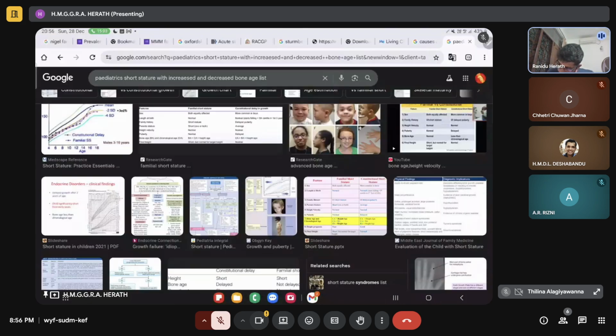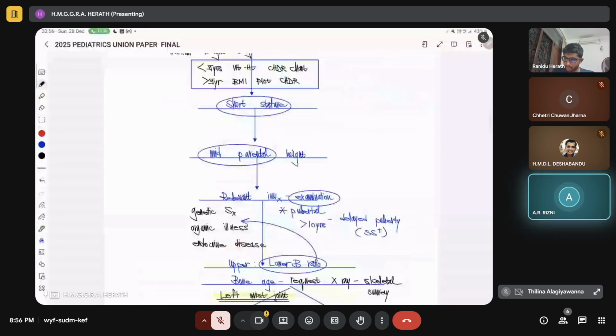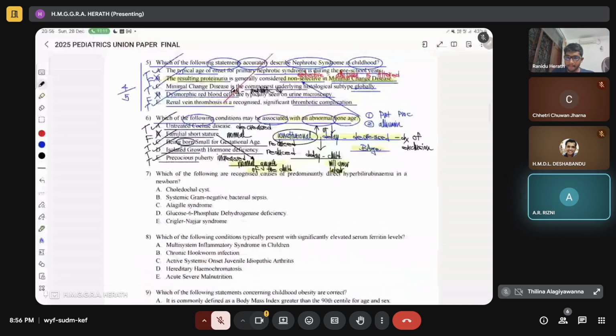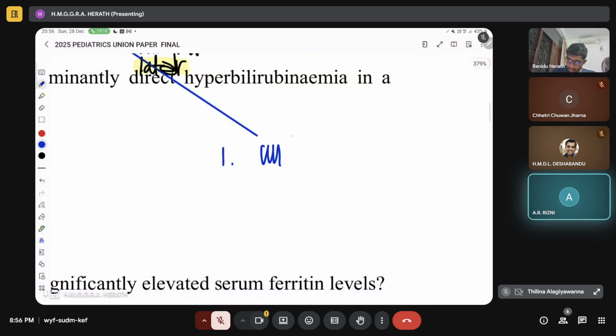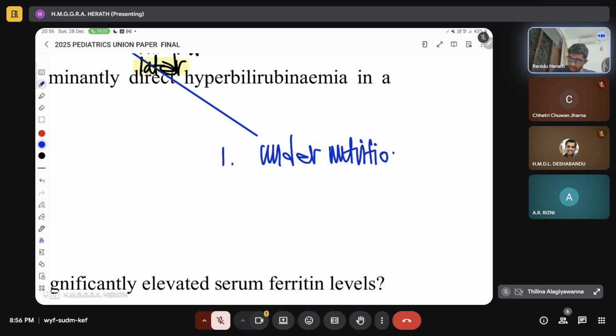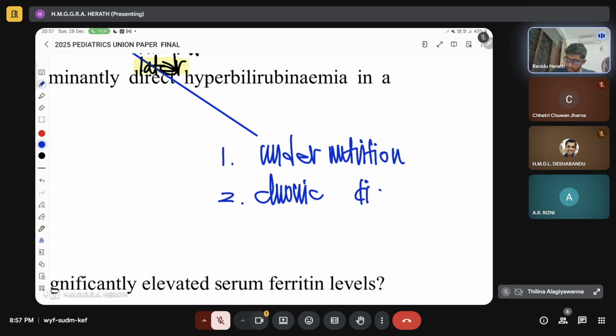Yeah, so I can't find a list here, but in the concise, they have given like 4 causes in a list, and they are undernutrition, chronic disease, drugs like steroids, and endocrine causes. Right. Undernutrition, chronic disease, endocrine causes, and drugs like steroids. Those are conditions which lead to delayed bone age, no?